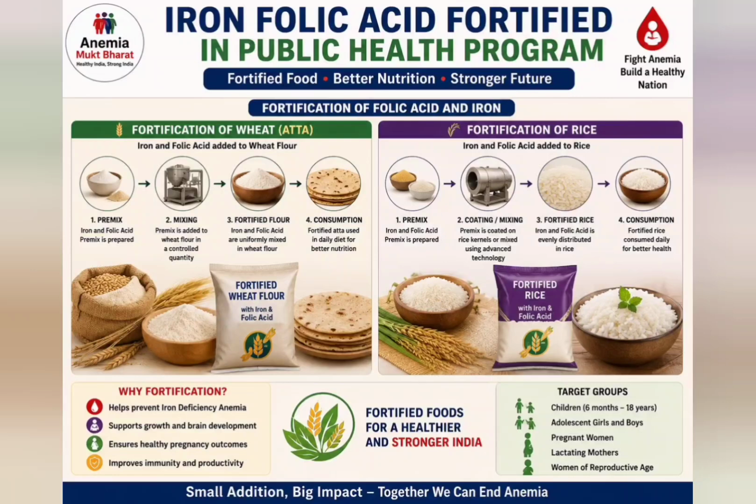The fifth thing is iron and folic acid fortification in public health programs. Basically in this program, the government of India ensures the addition of iron and folic acid in the regular diet of human beings. For example, we generally eat wheat and rice. So the government of India decided to add iron and folic acid as nutritional supplements to our daily diets. This process is called fortification.